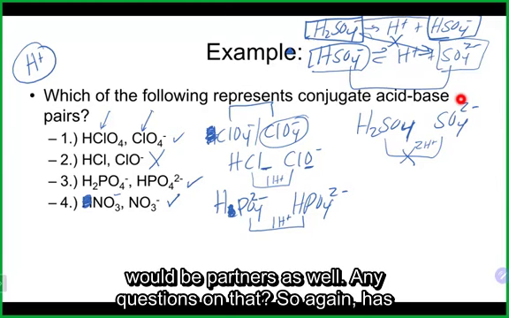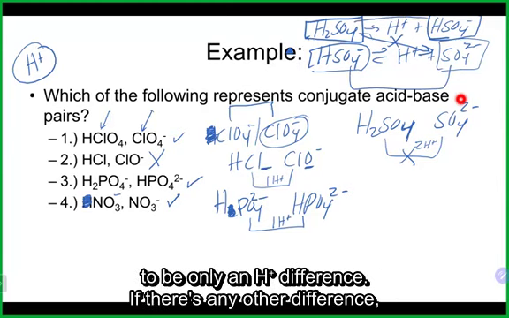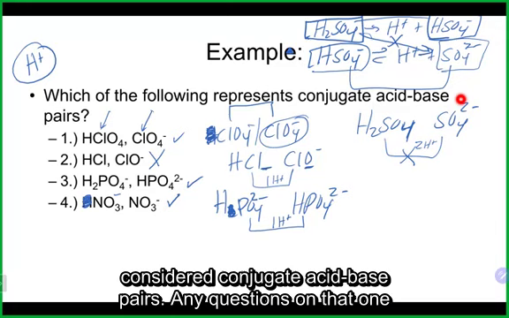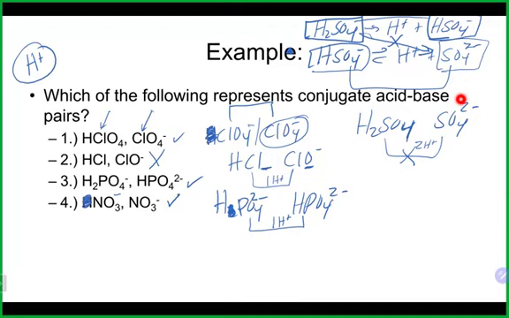Any questions on that? So again, it has to be only an H plus difference. If there's any other difference, if there's more than one H plus difference, they are not considered conjugate acid base pairs. Any questions on that one there?